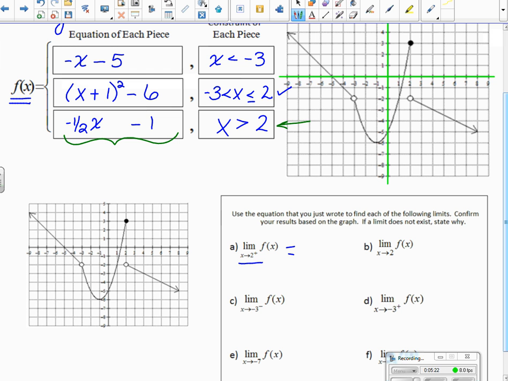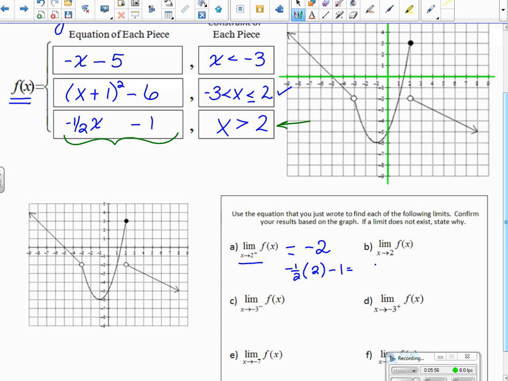If I put a value of 2 into that, I'd have negative 1/2 times 2 minus 1. It looks like we should have an answer of negative 2, just doing a simple substitution of the value 2. And if I come over to my graph, when I come into 2 from the right side, if I follow my graph, it indeed is at a height of, I'm sorry, a height of negative 2. So negative 2 should be the answer.